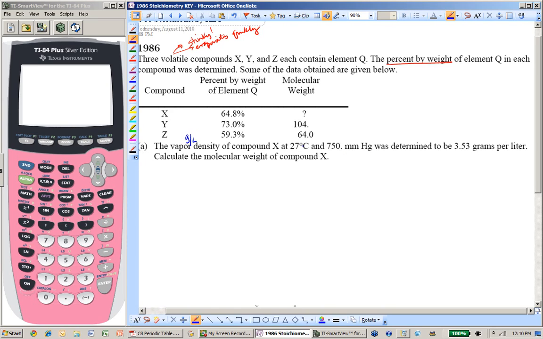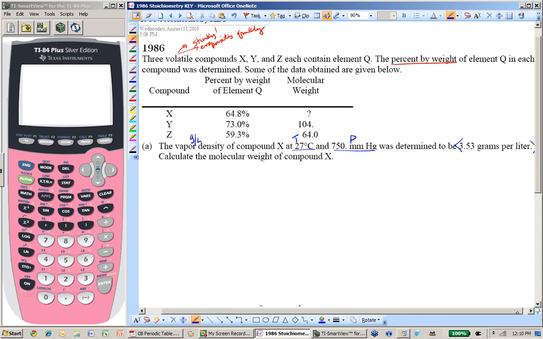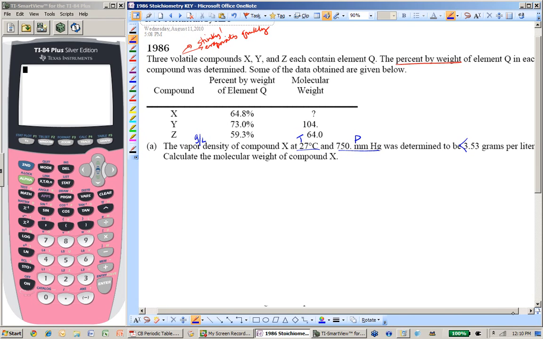Okay, look at that. You have a temperature and a pressure. That means there is a very good chance that you are going to do PV = nRT, the ideal gas law. So you need to start marking these amounts up and underlining them so that you can find them quickly. And it was determined to be 3.53 grams per liter. That's how you report densities of gases. If it's a liquid or a solid, you do grams per milliliter.